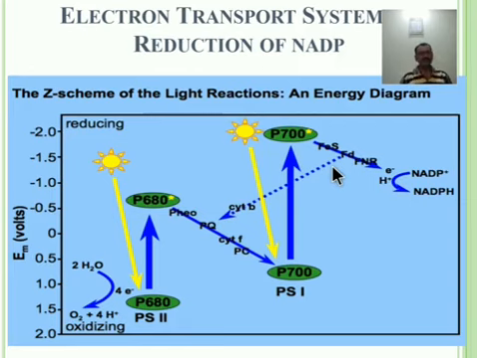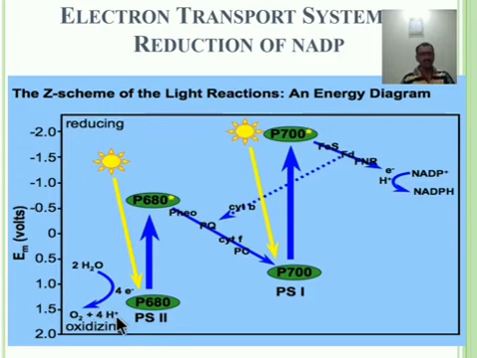When pigment system second receives light energy, its reaction center molecule donates the energized electron to the primary electron acceptor, and that primary electron acceptor is nothing but the pheophytin. Light energy also causes the splitting of water molecule into oxygen, hydrogen and electron in presence of the Mn protein. This phenomenon is known as the photolysis of water.